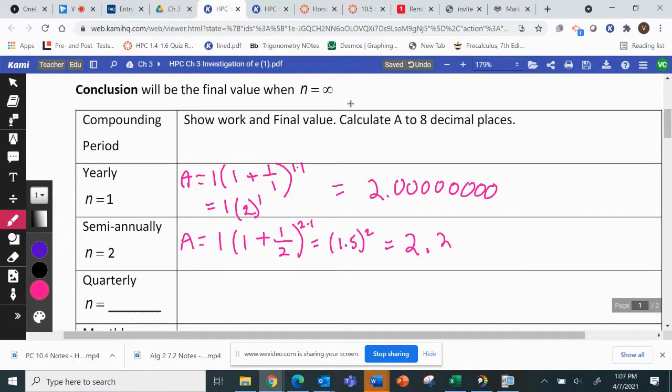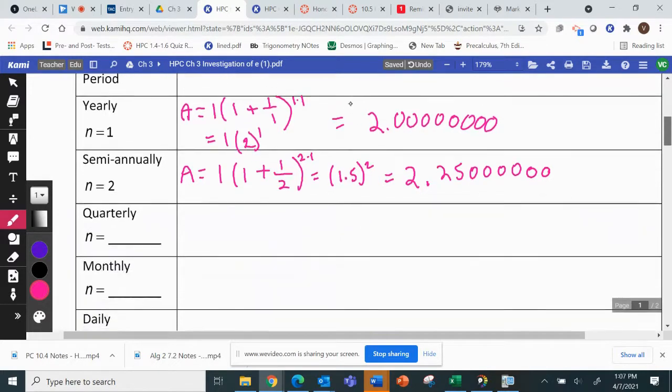2.25. Yeah, 2.25. Okay, so after this, I'm not going to do the work for you. I'm going to probably do one more, but then you're going to spend some time with your calculator and figure out the rest of these.